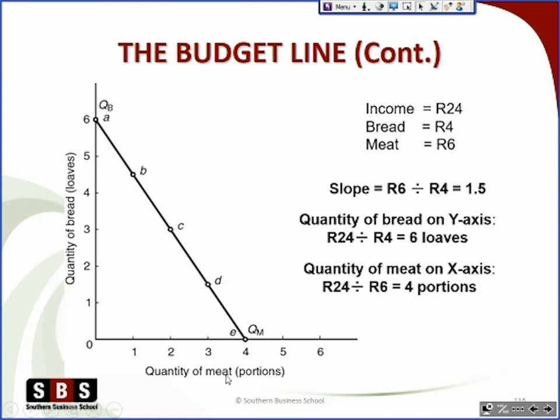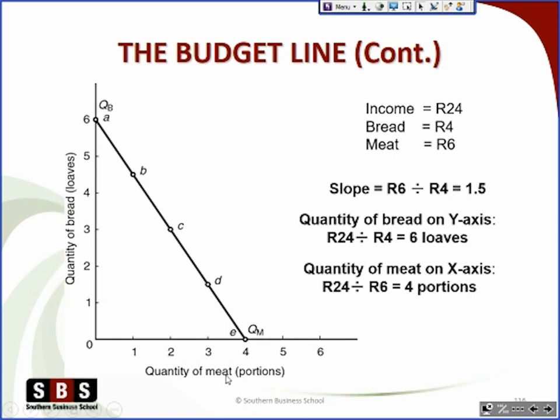And you'll be given a value. What you'll be given here is, for instance, on this graph, that is the quantity of bread. You can buy 6 loaves of bread, and you can only buy 4 portions of meat, because meat is more expensive than bread. So your budget line, you'll be given those values, the 6 and the 4. It could be other values, but you must be able to draw the budget line with values given on the y-axis and on the x-axis.